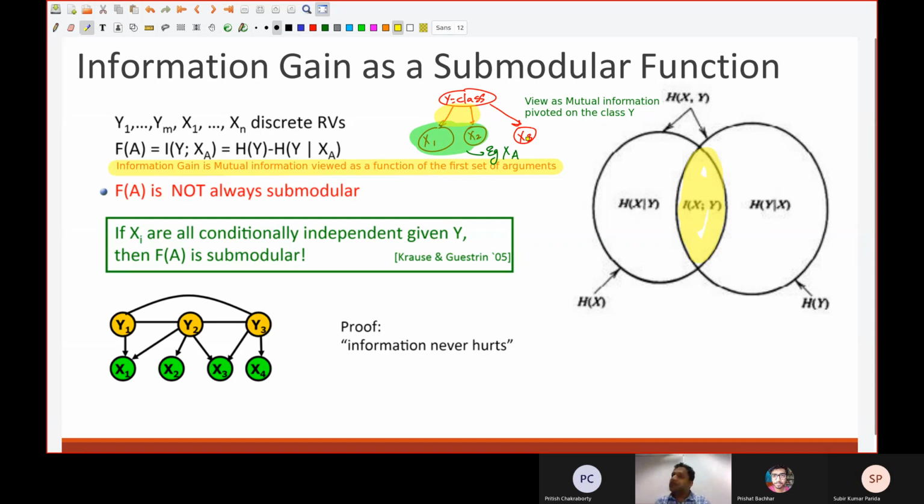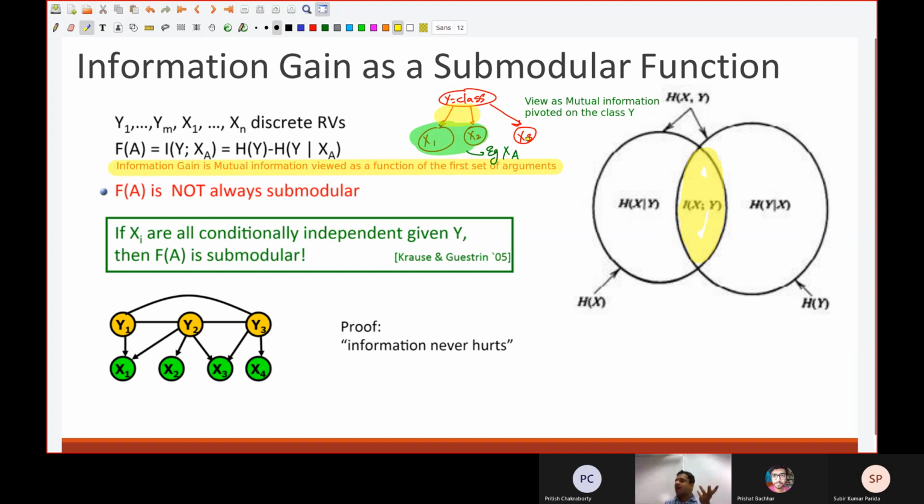Now it turns out that F of A is not always submodular. We'll show one special case when it is submodular. The reason F of A is not submodular, verbally explained, is that even if you fix the class Y, the features themselves may communicate. For example, let's say one feature is height measured in inches, the other feature is height measured in centimeters.